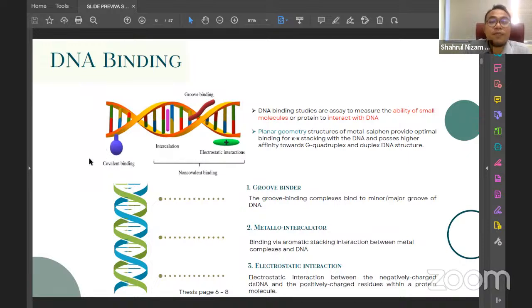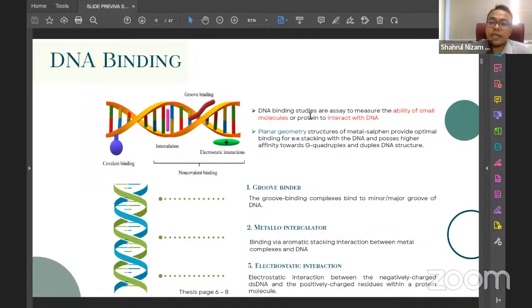Okay, we can have a few mechanisms of binding, a few modes of binding rather. We can have covalent binding between the compound and the DNA. We can have intercalation, we can have groove binding, and we can also have electrostatic interactions. Yeah, these are known as non-covalent binding. So covalent binding means there is a covalent bond between DNA and your compound. And this is non-covalent binding: there is no covalent bond formed, but they employ different modes like intercalation, electrostatic interactions, and groove binding.